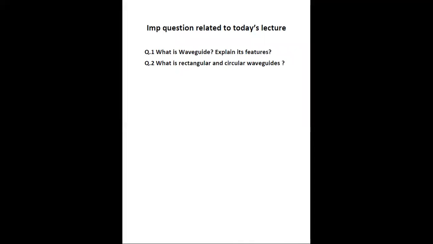Now the important questions related to today's lecture: what is a waveguide? Explain its features. What are rectangular and circular waveguides? This is all about today's lecture.